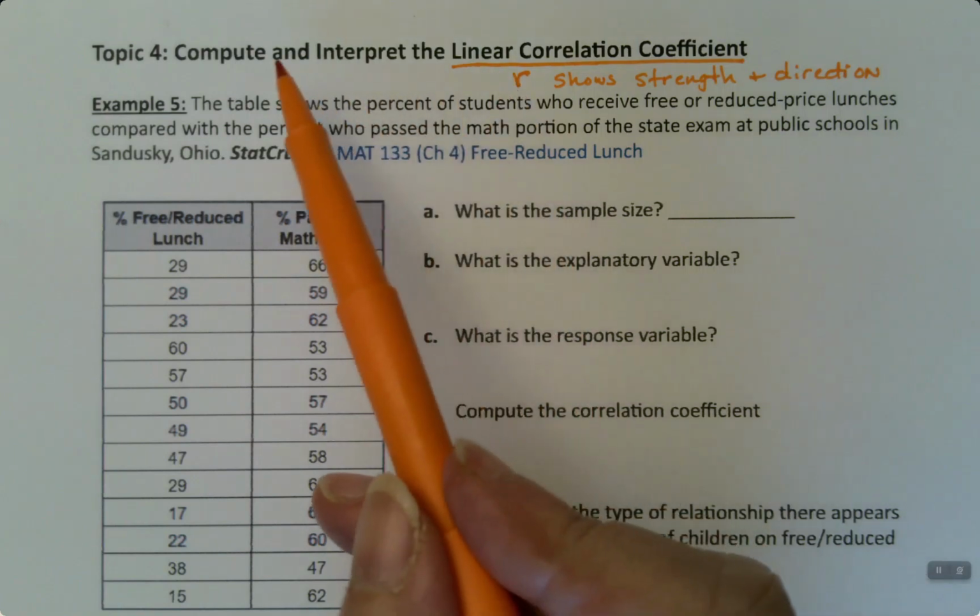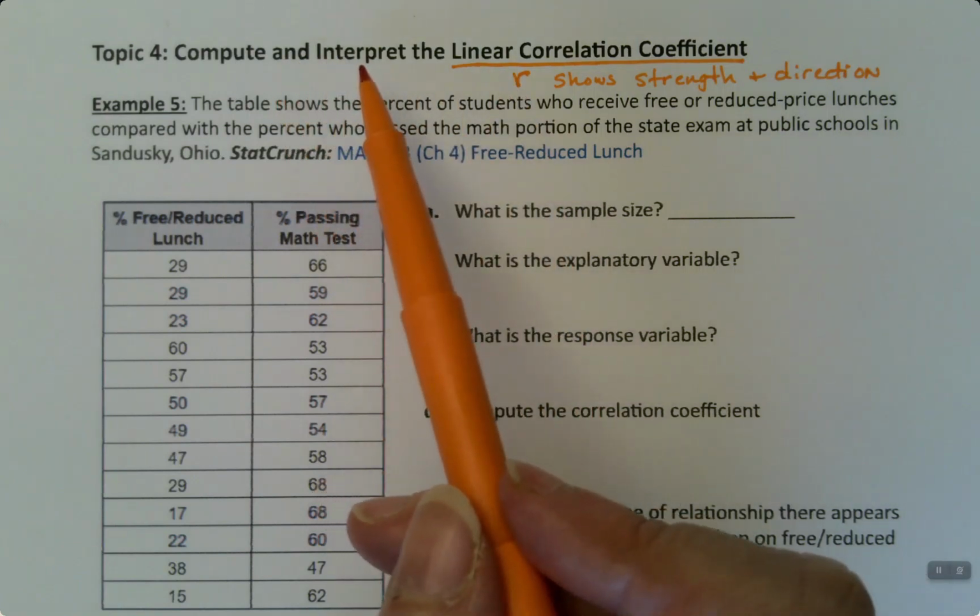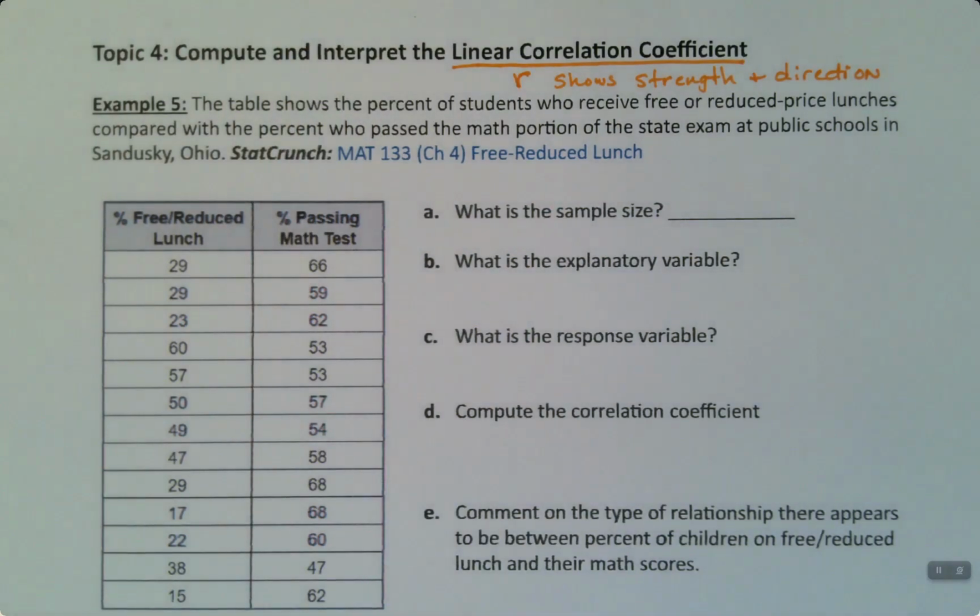All right, now we need to know how to compute and interpret that value. So the following table shows the percent of students who receive free or reduced price lunches, compared with the percent who passed the math portion of the state exam at public schools in Sandusky, Ohio. Yes, this is real data, in case you're interested.